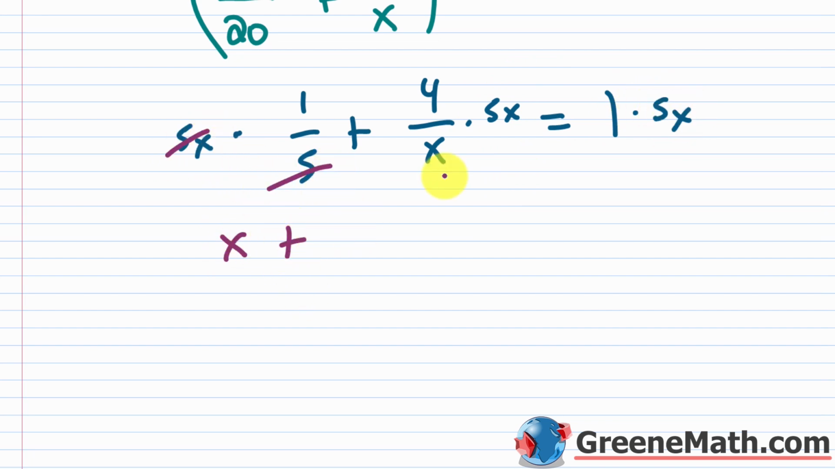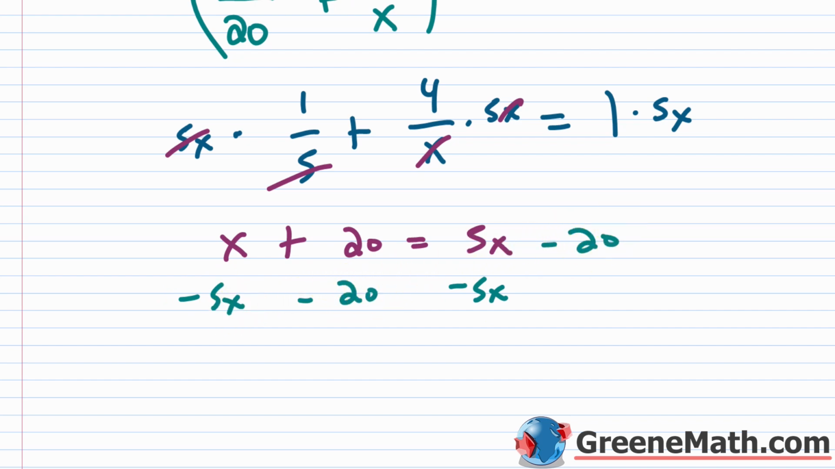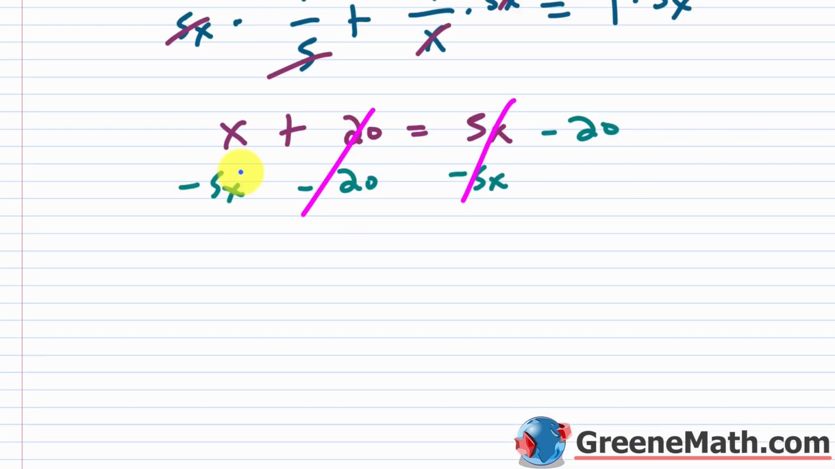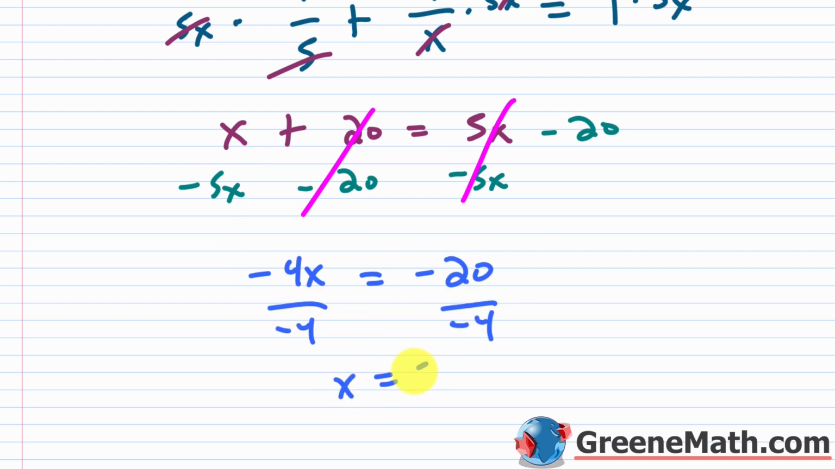You get x plus this x is going to cancel with this x. You get 4 times 5 is going to be 20. And this equals 1 times 5x is 5x. So what we can do here is subtract 5x away from each side and then subtract 20 away from each side. We will cancel this right here and cancel this right here. X minus 5x is negative 4x, and this equals negative 20. Let's divide both sides by negative 4, and we're going to get x is equal to 5.